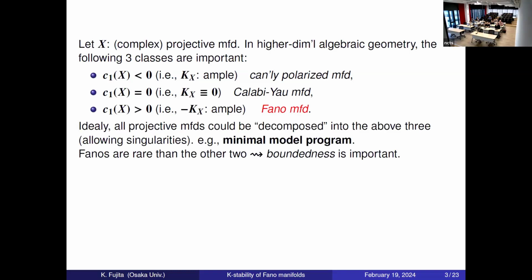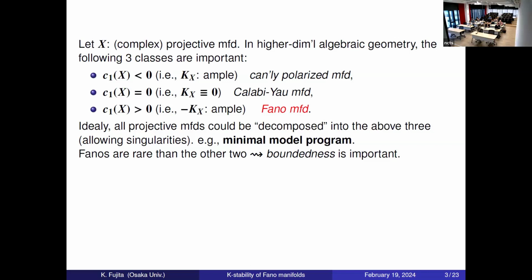In the higher dimensional case, in general, it does not belong to any of them. But ideally, philosophically, all projective manifolds could be assumed to be decomposed, in a very rough sense, into the above three very important classes. For example, the minimal model program, MMP in short, asserts that every projective manifold can be decomposed into one of them, in a relative setting or allowing singularities.